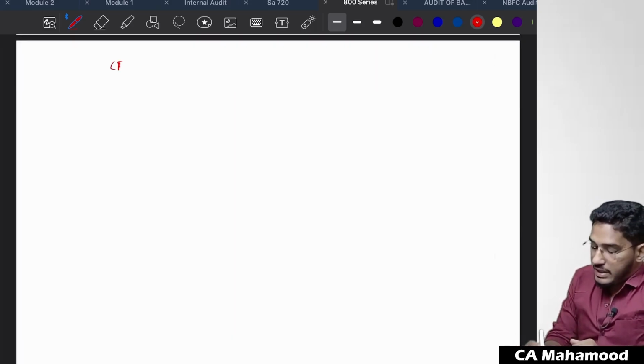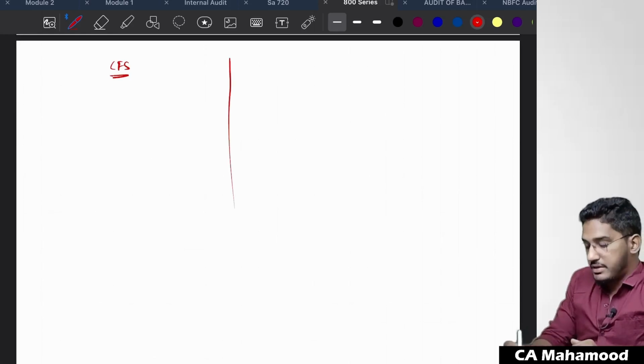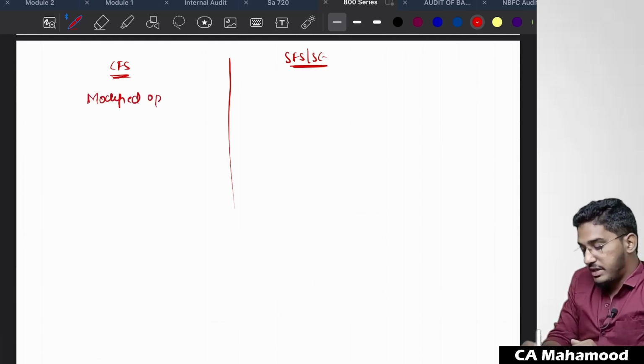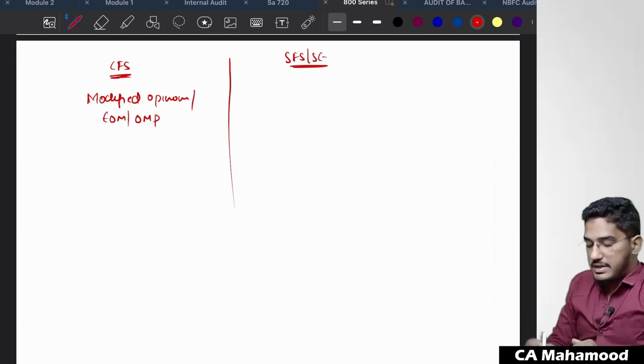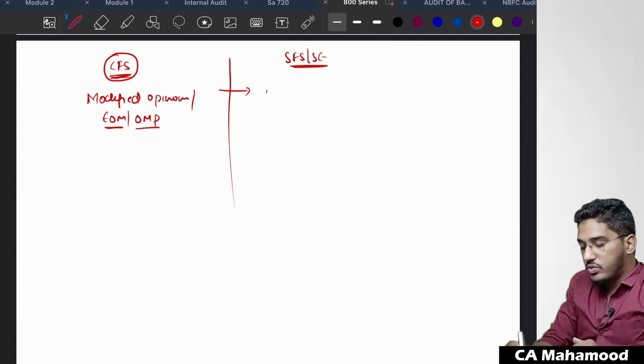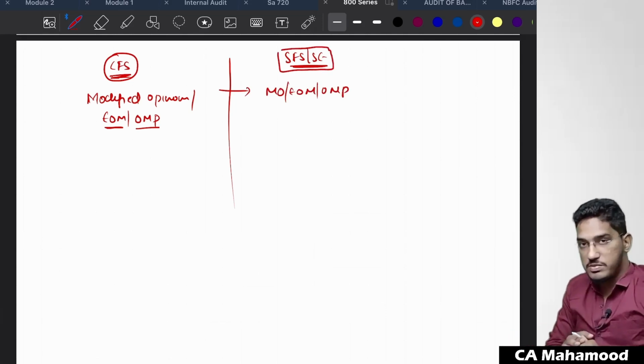Take for example, in the complete financial statements, and single financial statements or specific element. See, in the complete financial statements, if a modified opinion is given, or the complete financial statements audit report contains an emphasis of matter paragraph or other matter paragraph. In that case, am I required to include the modified opinion, emphasis of matter paragraph or other matter paragraph in the audit report of my single financial statements or specific element also?